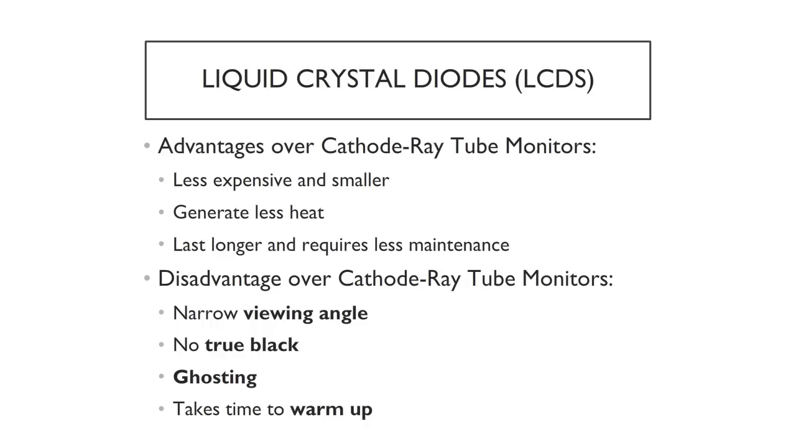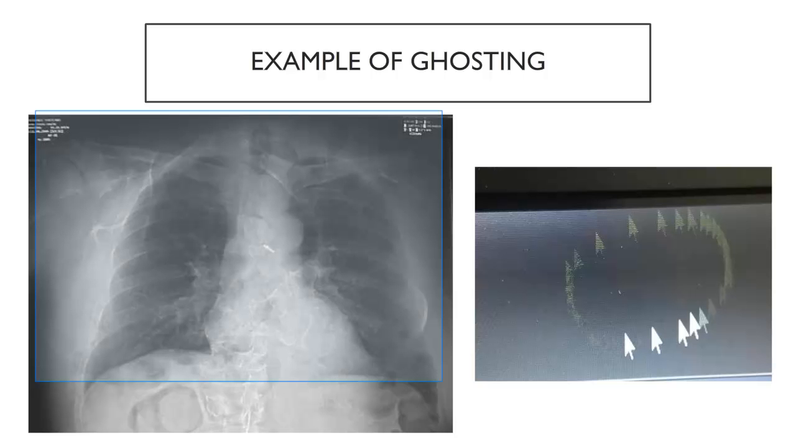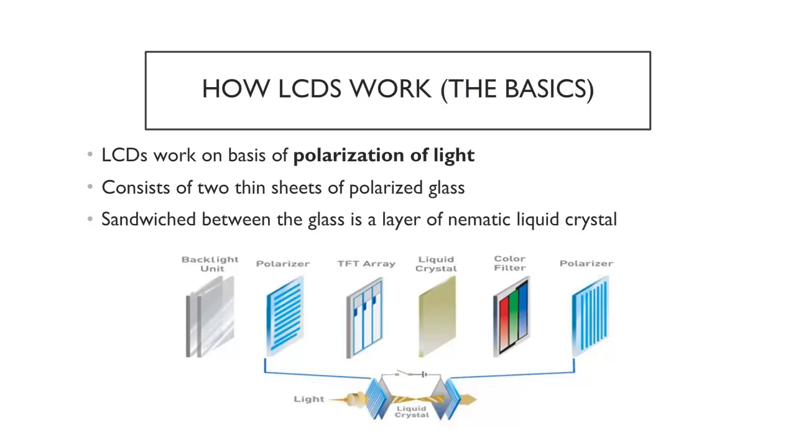Ghosting and response times are also issues with LCDs. In this image, you may be able to see a faint display of an upside-down pelvis as an example of a ghosting artifact. Here is an iliac wing that should not be on this chest radiograph. On the right, we see a monitor with a ghosting issue involving a mouse arrow. So how does an LCD work?